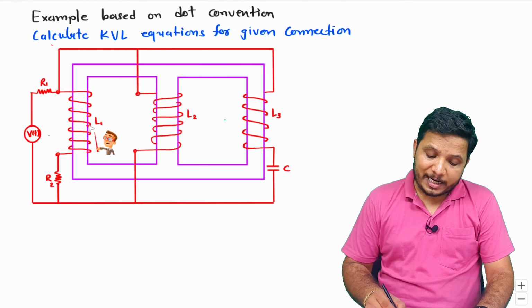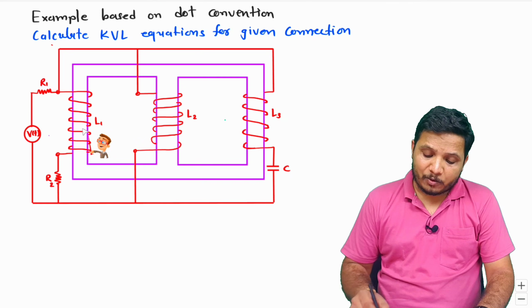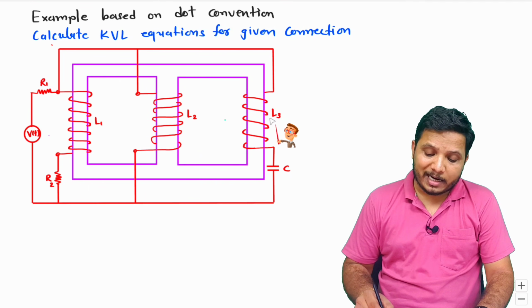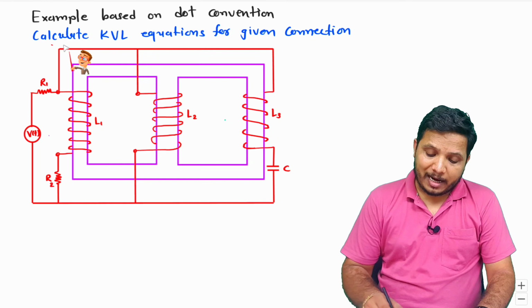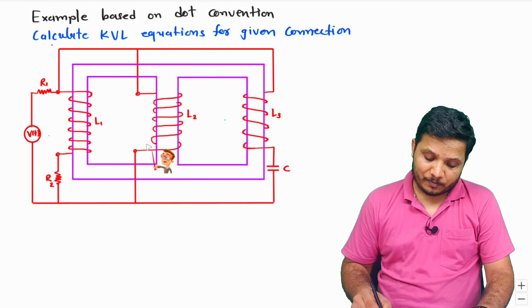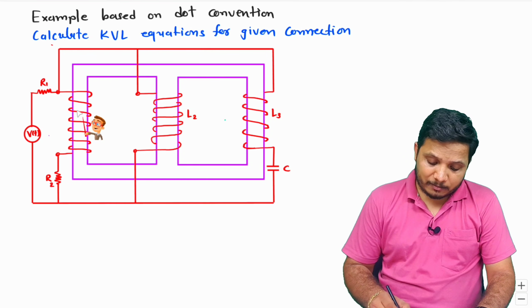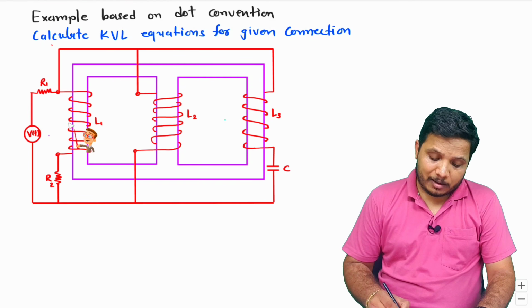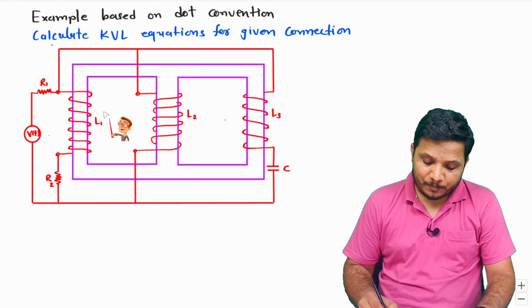So there will be induced EMF in L1, L2, L3 due to each other, and to identify that, first we need to do dot convention, and later we will make KVL equations for this given connection. So let us do dot convention first here for this diagram. Now first I'll explain what the dot convention will be in between L1 and L2.